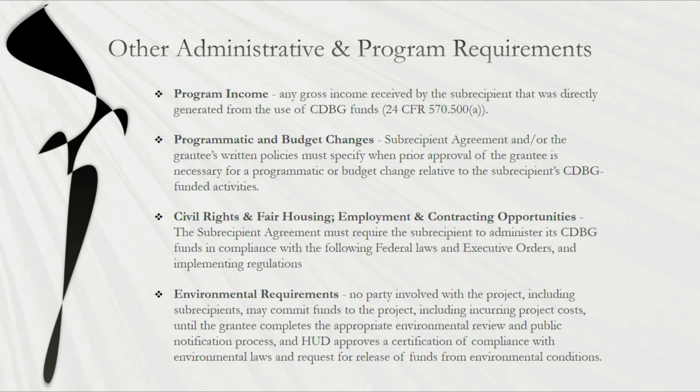The subrecipient agreement must require that the subrecipient administer its CDBG funds in compliance with the following federal laws and executive orders and implementation regulations. Also, every project has to pass an environmental review requirement. No party involved with the project, including subrecipients, may commit funds to a project, including incurring project costs, until the grantee completes the appropriate environmental review and public notification process, and HUD approves the certification of compliance with the environmental laws and a request for a release of funds from the environmental condition.